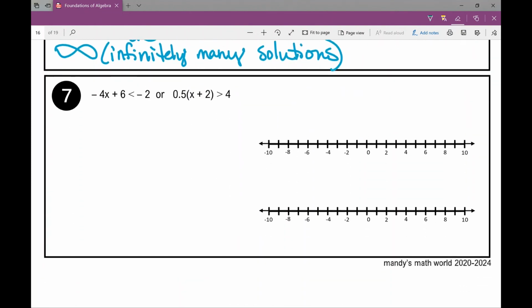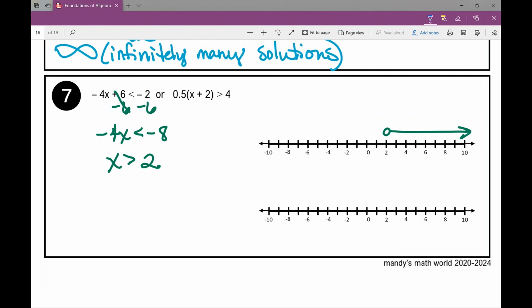Last type of situation. So this is another or inequality. So variable is on one side of the inequality sign. So all I have to do is solve for that variable. I'm going to subtract 6. Negative 4x is less than negative 8. When I divide both sides by negative 4, I get x is greater than 2. X is greater than 2. And if I graph that, x is greater than 2, open dot or closed dot at 2, open dot, shaded to the right. Let's graph the other one.